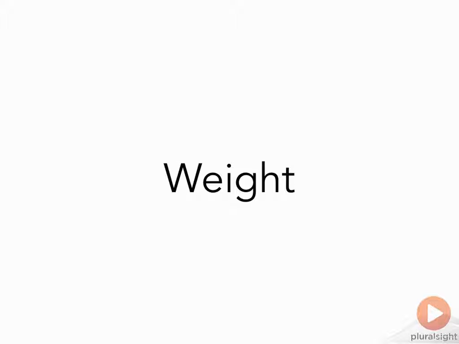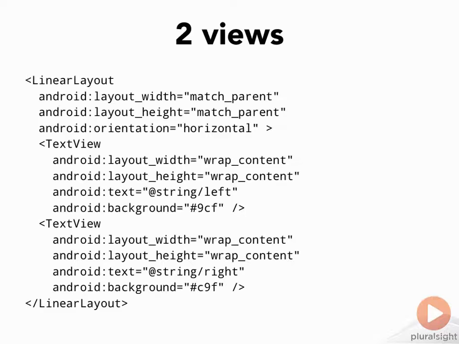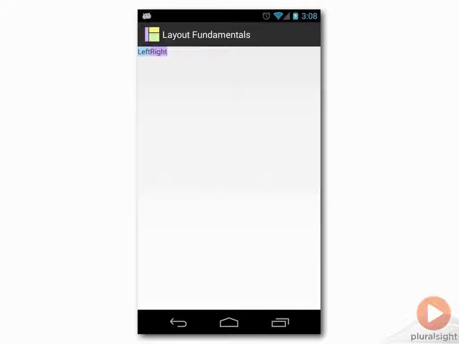So far, our linear layout contains only one view. We can put more than one view inside, like this. Here, our linear layout is of orientation horizontal, and we have two text views inside. This is how it looks, both of which are wrap content. One contains the word left, and the other contains the word right. Since we asked the orientation to be horizontal, the linear layout put these two views one after another horizontally.